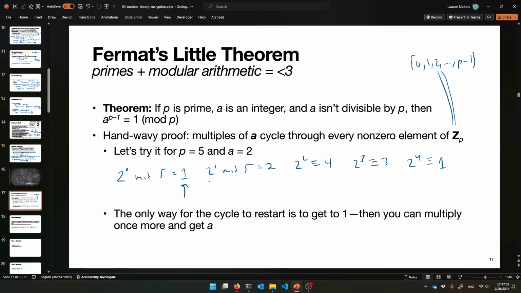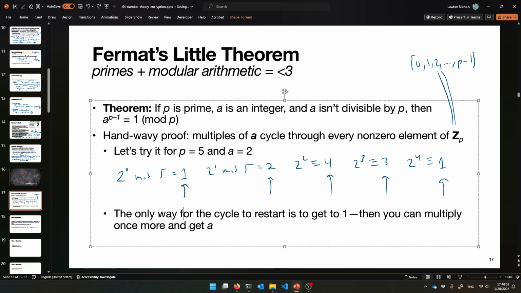But look at how it's cycling through all the numbers. 1, 2, 4. It doesn't have to be in order. 1, 2, 4, 3. And then it's back at 1 again. Okay? So that's my hand-wavy proof. This will work for any a and p, assuming a isn't divisible by p. It's a cool little idea. It was invented by a man named Fermat. It's his little theorem. He had a much bigger theorem, I guess.